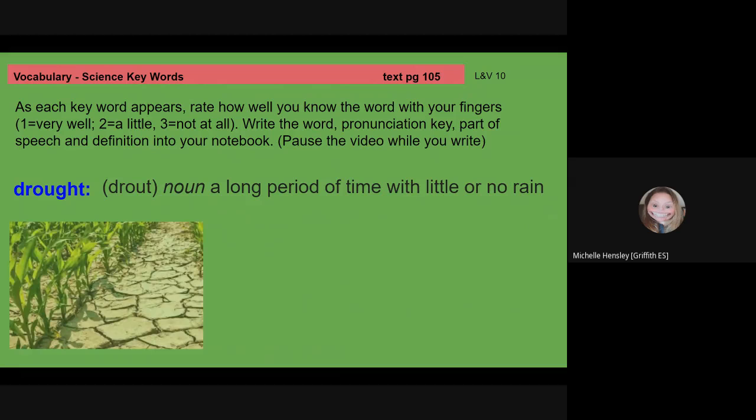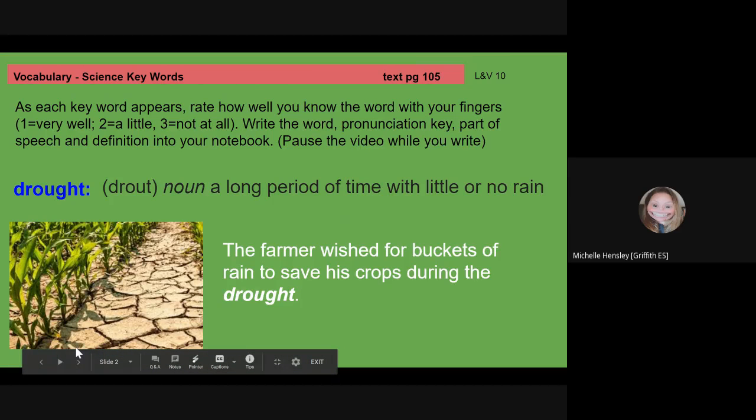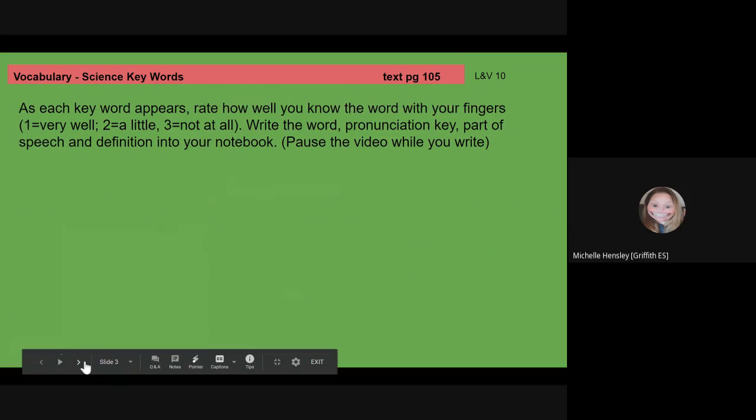Drought. Here's another example for you. Might look familiar. The farmer wished for buckets of rain to save his crops during the drought. Remember that sentence from the story we read last week, Be Careful What You Wish For? The farmer wished for buckets of rain, nice figurative language, to save his crops during the drought, a long period of time with little or no rain. All right, if you need some more time to write down drought, noun, a long period of time with little or no rain, go ahead and pause the video right here, and you can hit play when you're ready to start again. We're going to move on to our second word.